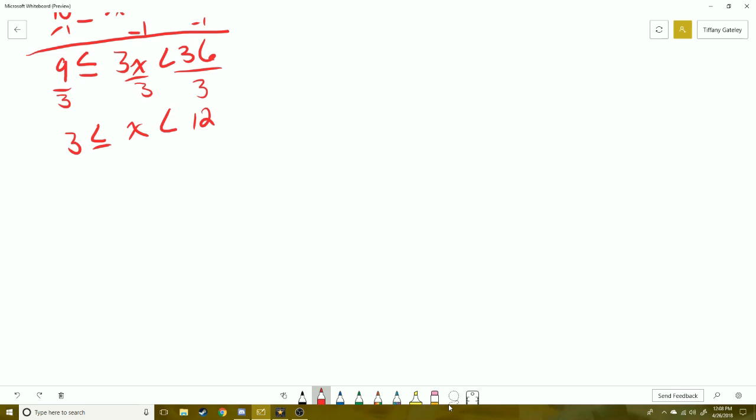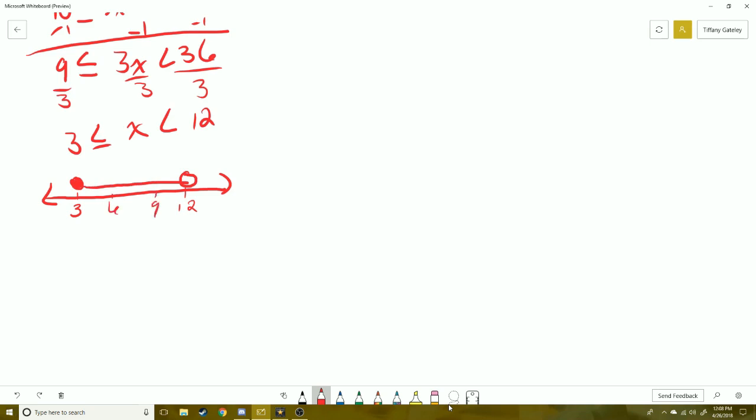So what this is saying is x is in between 3 and 12, because x is greater than or equal to 3 and x is less than 12. So let's graph that. So 3 here, 12 here. So it can be 3, so let's fill that in with a circle. But it can't be 12, so that gets an open circle. And then it's everything in between. 3, 6. There we go.